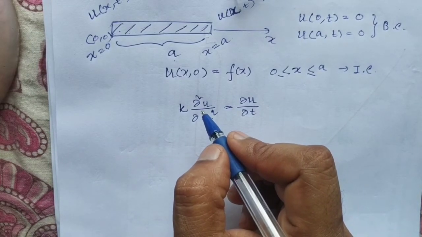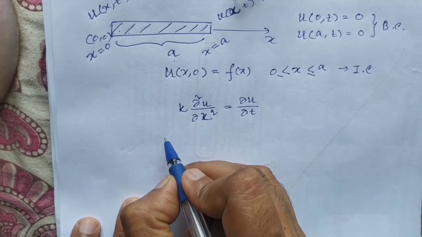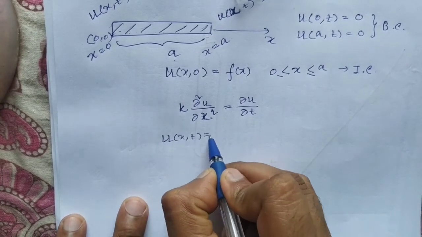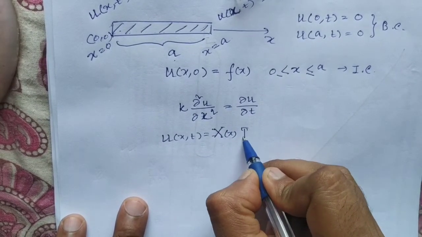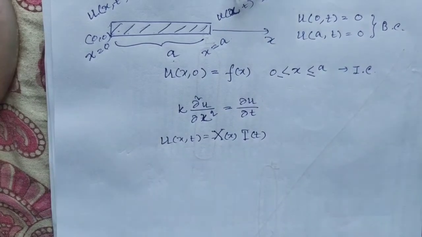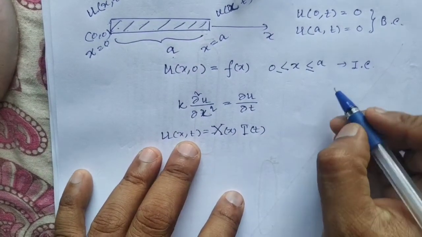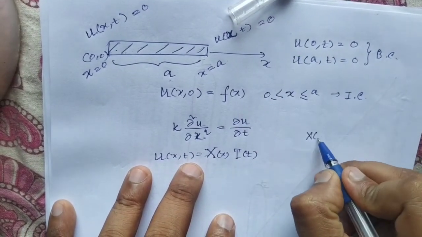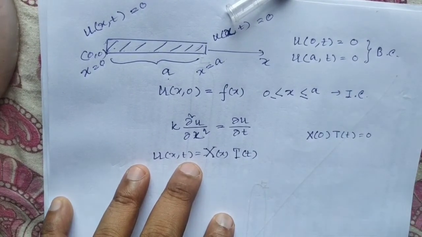Now let us start with the problem. We are taking the method of separation of variables. We are taking u(x,t) equal to some capital X(x) times capital T(t). Point to be noted: whenever we take such a thing, you see that X(0)T(t) is equal to 0, and what does that mean?